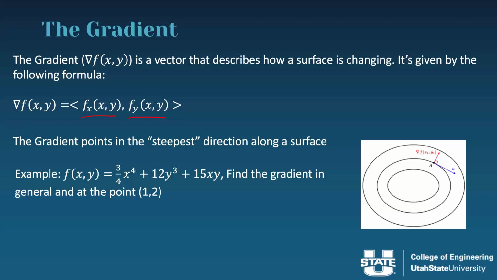Our gradient, yeah, it describes how our surface is changing. It's kind of the two-dimensional version of our derivative in some ways, but things get wonky the more dimensions we add, right? The gradient also points in the steepest direction along a surface.